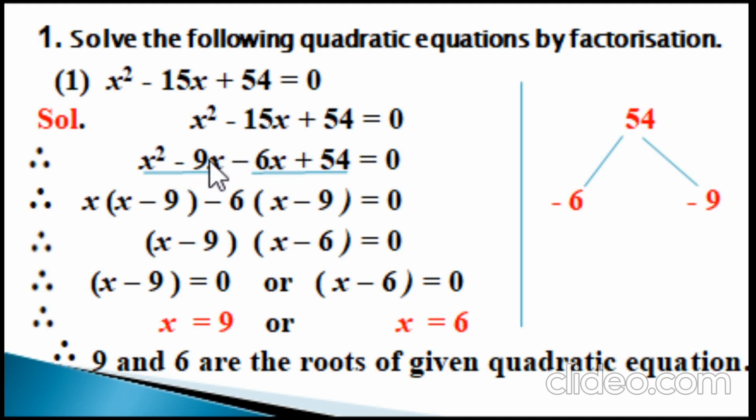So x square minus 9x, common is x, x minus 9 remains in a bracket. Then here common is minus 6, x minus 9 remains in another bracket. So x minus 9 in one bracket, x minus 6 in another bracket. So x minus 9 is equal to 0 or x minus 6 is equal to 0. So x is equal to 9 or x is equal to 6. This negative becomes positive and this negative also becomes positive. Therefore 9 and 6 are the roots of the given quadratic equation x square minus 15x plus 54 is equal to 0.